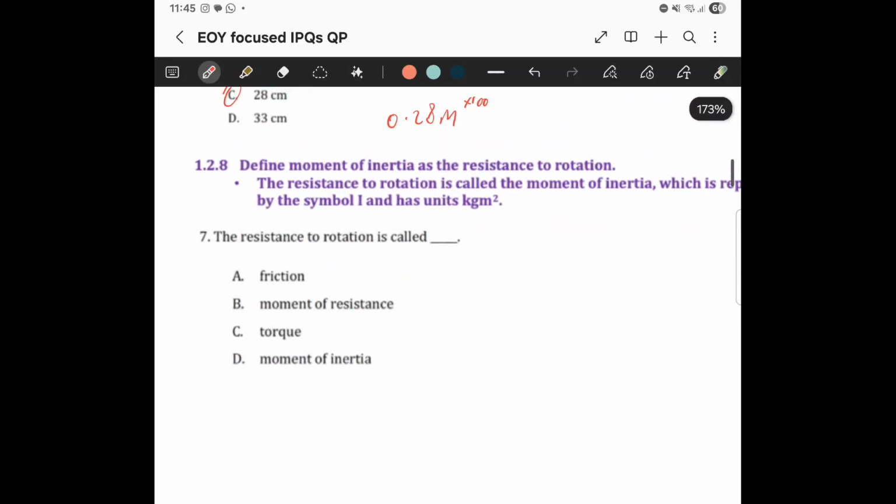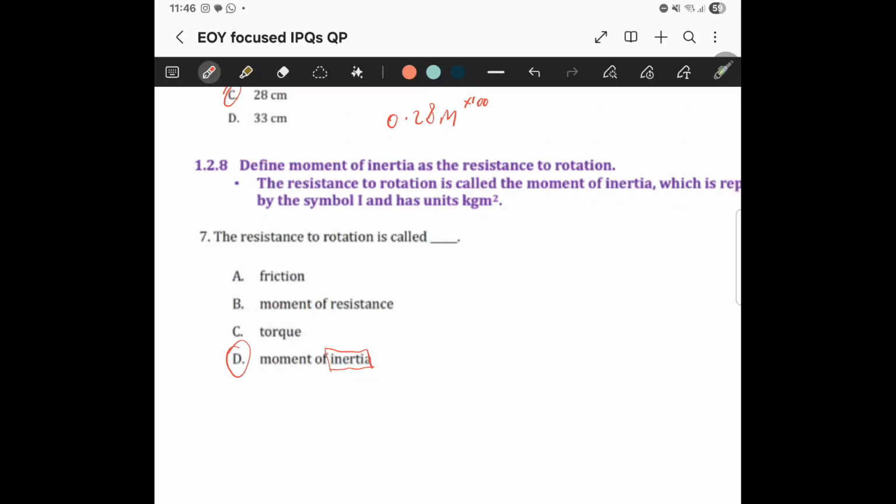The resistance to rotation. This is not the resistance of movement, so it's not going to be moment or resistance. And it's not a torque because that's something moving. Friction is just rubbing, so these are all terrible. Moment of inertia, that's good. Inertia, by the way, means resistance. It means resistance to movement. It does not want to move.